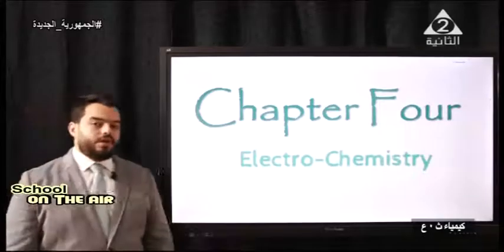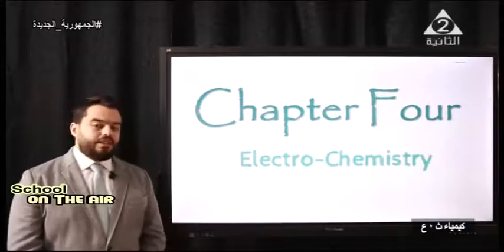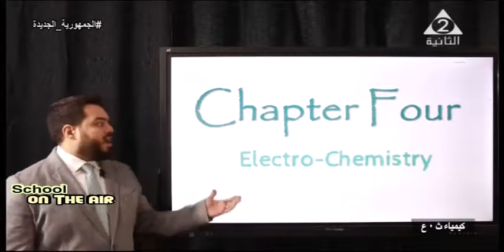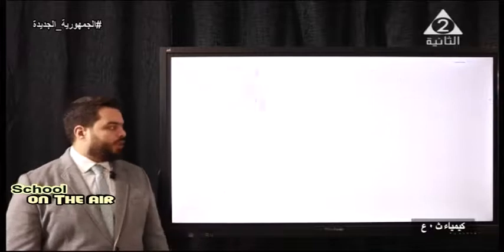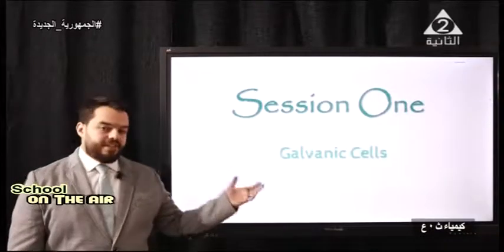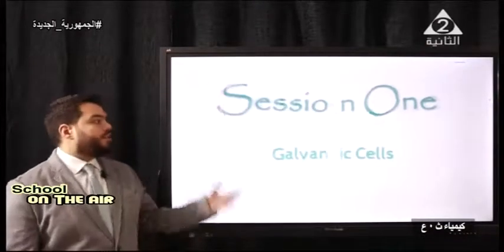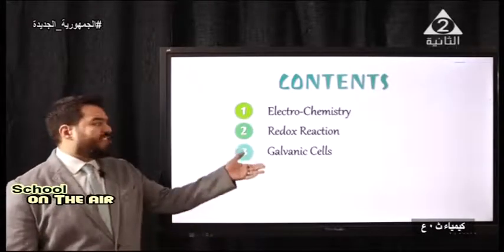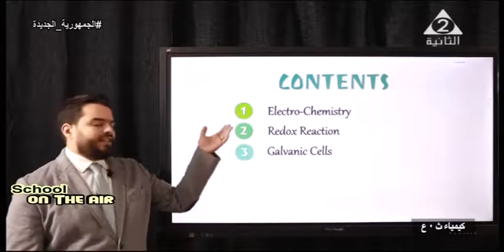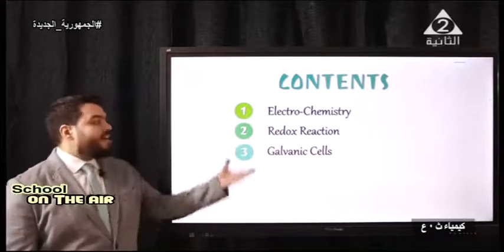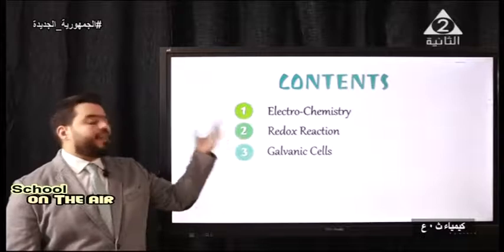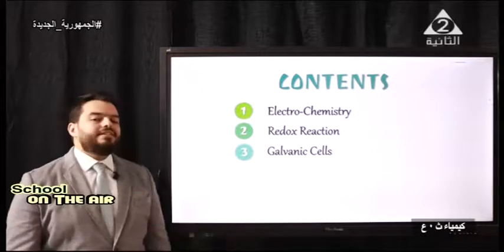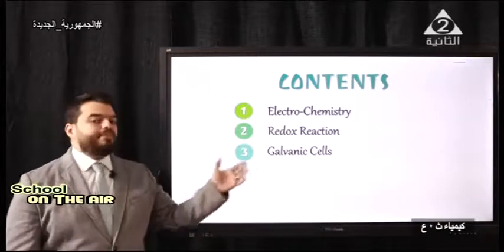Okay, chapter 4, which is talking about electrochemistry. We are going to discuss chapter 4 in 4 sessions, okay? And now we are going to take session 1, which is talking about the galvanic cells. Here is the content of the session: electrochemistry and its idea, the redox reaction, which is the means to transfer between electric energy and chemical energy, and the galvanic cells, which are one of the electrochemistry applications, and it's the first section we study in chapter 4.